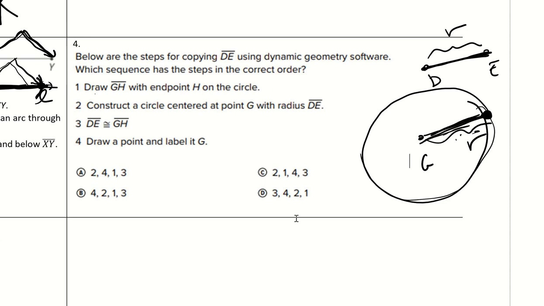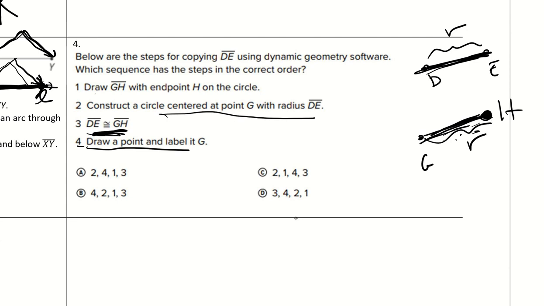So first off, you're going to draw a point and label it whatever you want to call it. You're going to construct a circle with the same radius as this, so you'd have to measure that radius and then draw the circle. Then you're going to put the end point on that circle, and in that case, it would be congruent. Then we can erase everything else and say, okay, they're now congruent. So it's going to be 4, 2, 1, and 3 is the order.